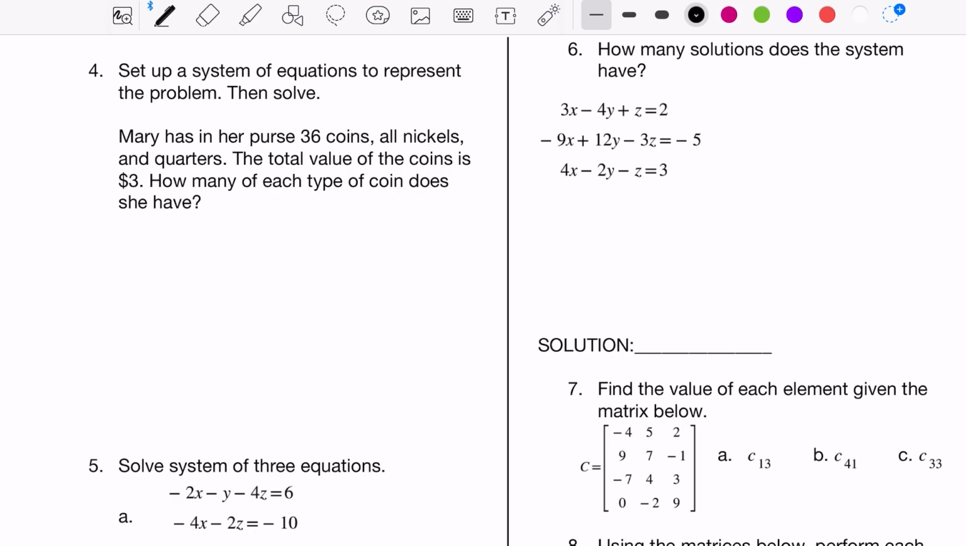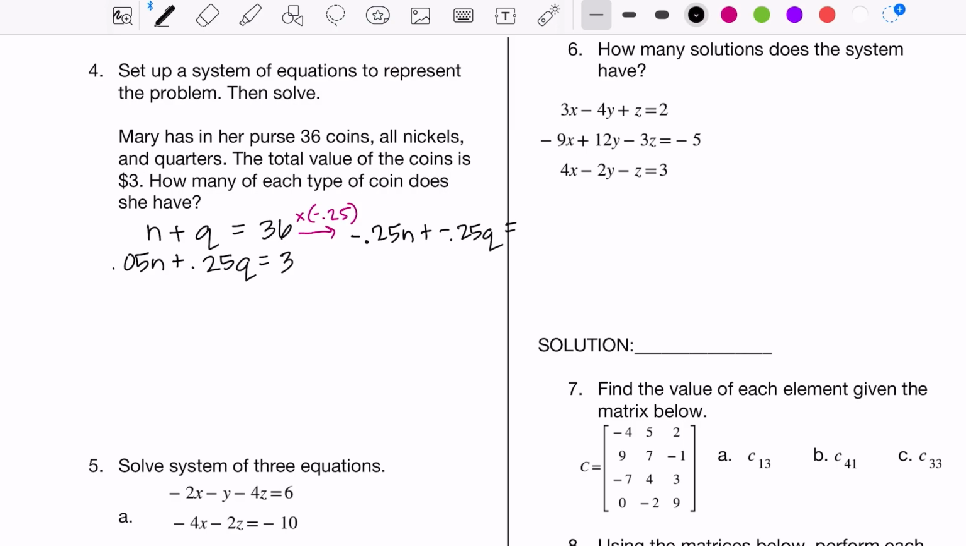Okay, in this problem, Mary has in her purse 36 coins, all nickels and quarters. So nickels plus quarters equals 36. That's the quantity. And then the value of a nickel is 5 cents. The value of a quarter is 25 cents for a total of $3. So now we just got to pick a variable to eliminate. So I'm going to eliminate q. So I'm going to multiply that by negative 0.25 so that the q's will be opposites and therefore cancel out.